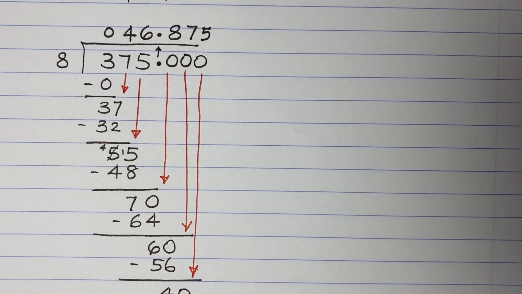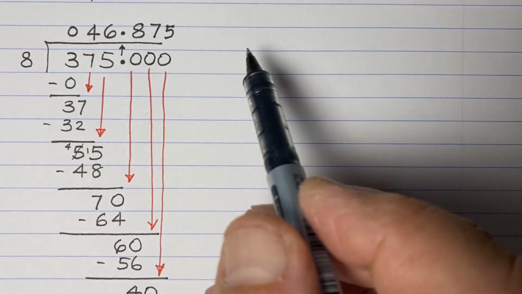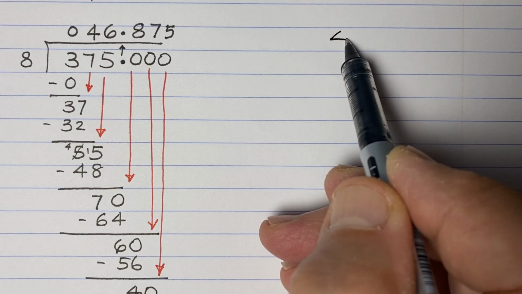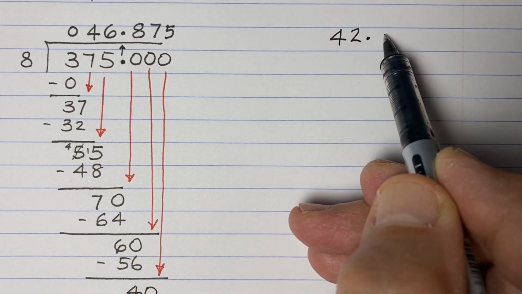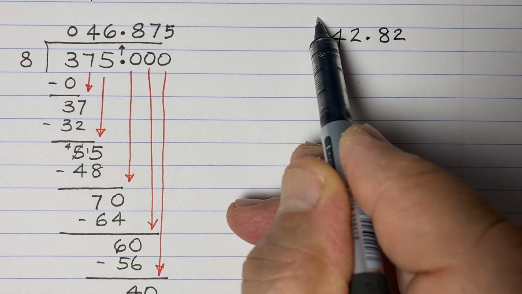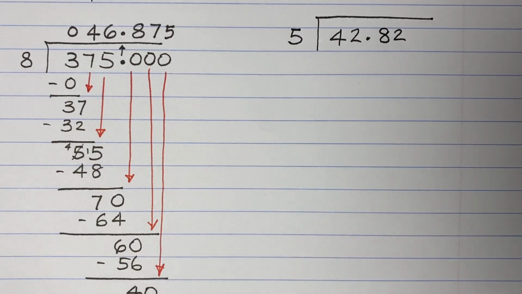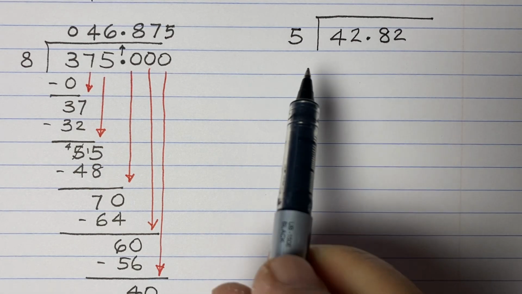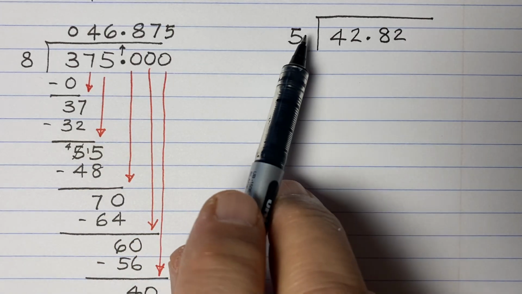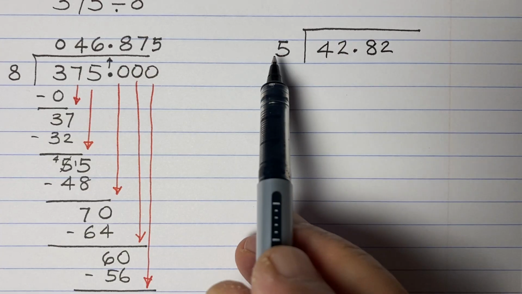Let's do another example. This time my example would have a decimal in the question. Say 42.82 divided by 5. Last time I did vertically. With this one I'm going to do horizontally. So use the same method for both.